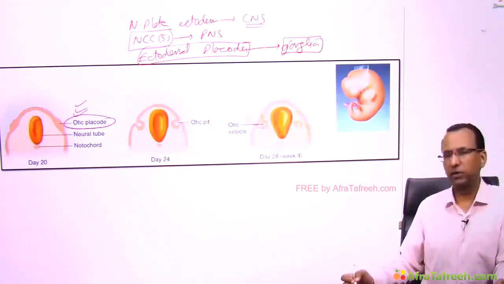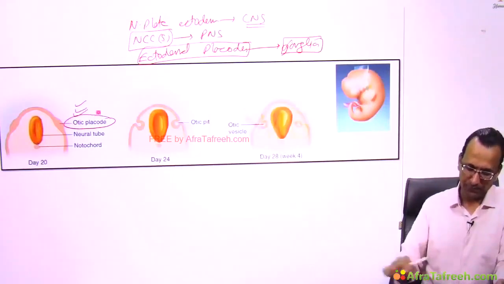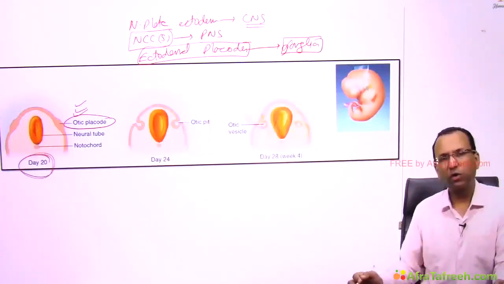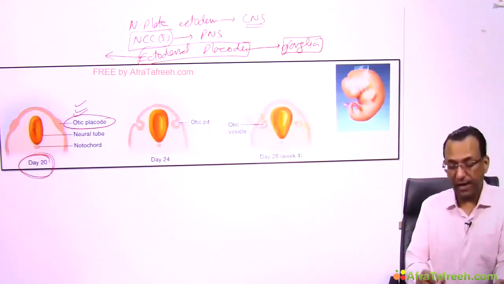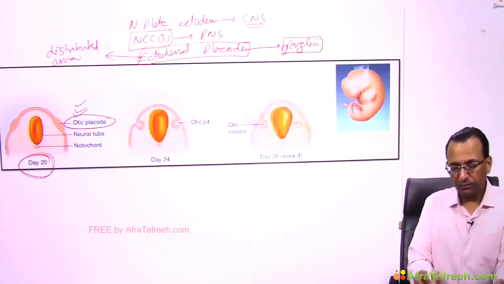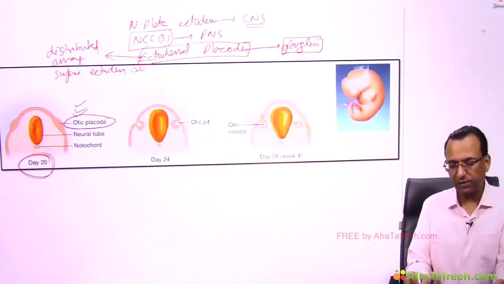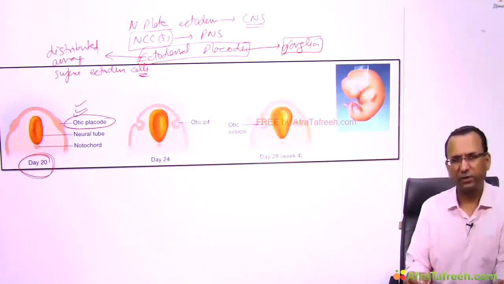This is some ectoderm forming the otic placode. And what do we need the otic placode for? You see, on day number 20, you have the otic placode on the ectoderm. Where? Surface ectoderm. These placodes are distributed among the surface ectoderm cells. Are they surface ectoderm? No, they are not surface ectoderm, but they are distributed among the surface ectoderm cells.